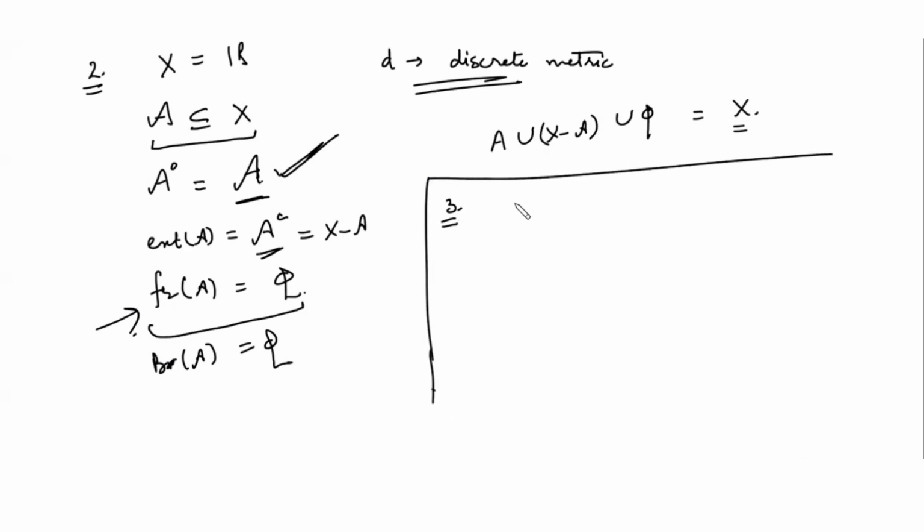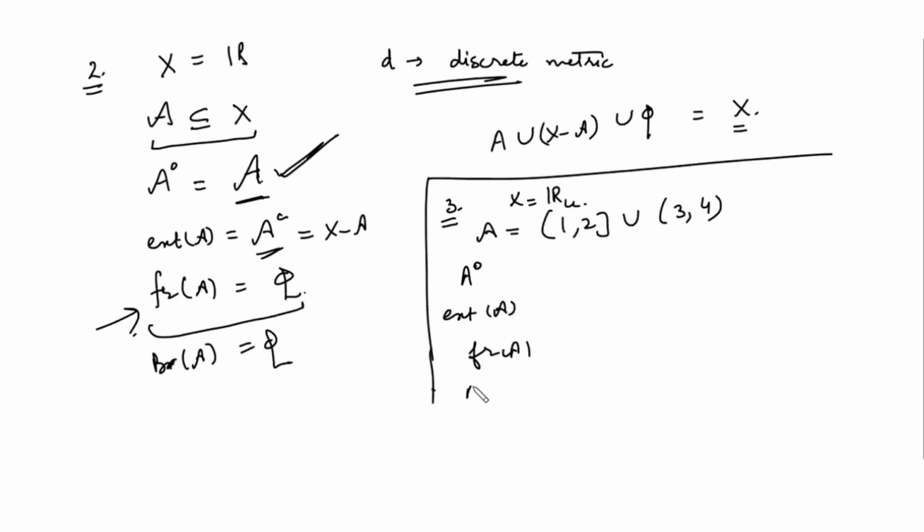Now just see one more example. Let's suppose again I am taking the usual metric. A is the union of this. What will be the interior of A, exterior of A, frontier and boundary? The interior is open interval 1, 2, union open interval 3, 4. Exterior: minus infinity to 1, very good.